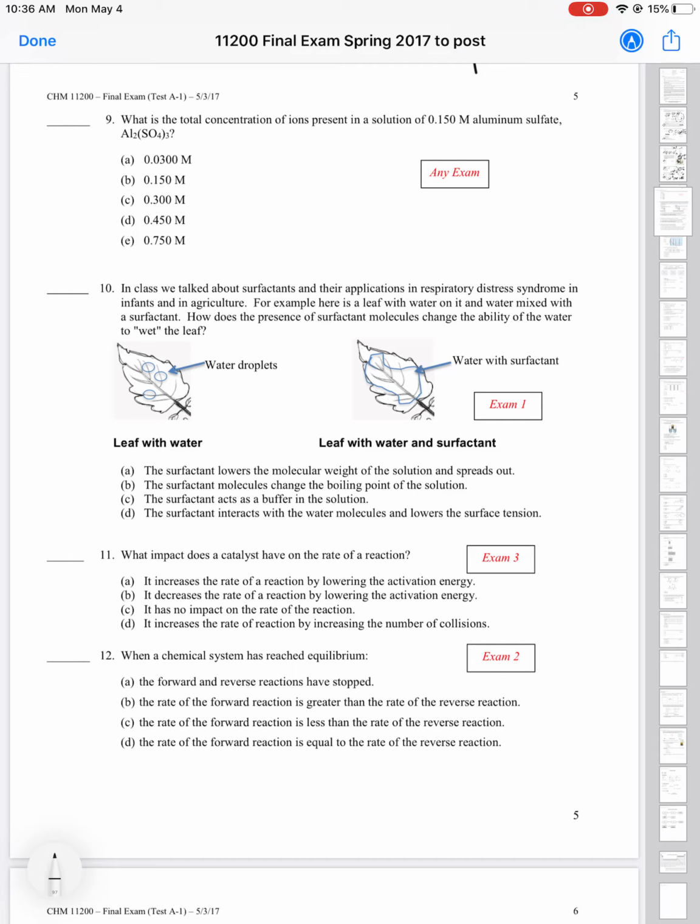What is the total concentration of ions present in the 0.15 molar aluminum sulfate, Al2(SO4)3? So it looks like we have Al, because we have two of those, and I'm not sure what their charges are. Well, they're going to be 3+, right? Because we can use those crisscross rules. And then we have SO4 2-, and we have 3 of those.